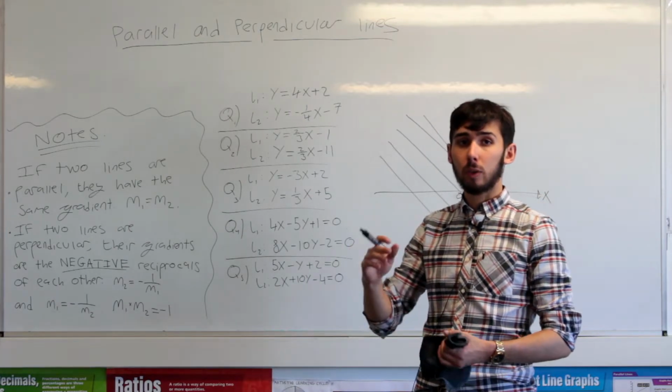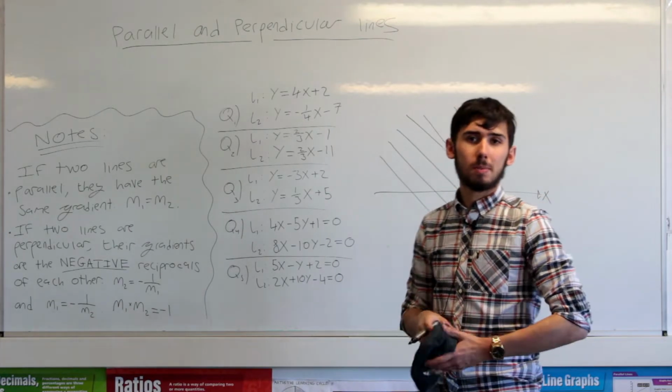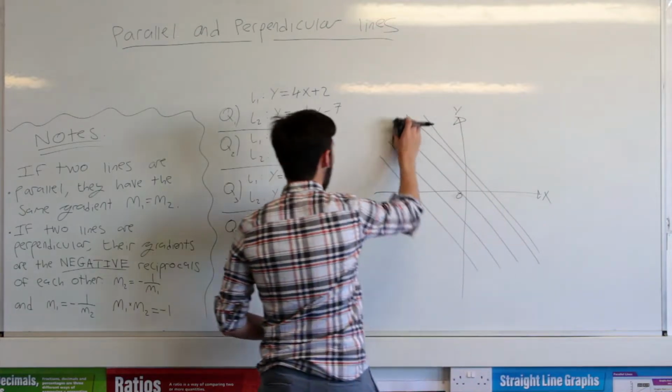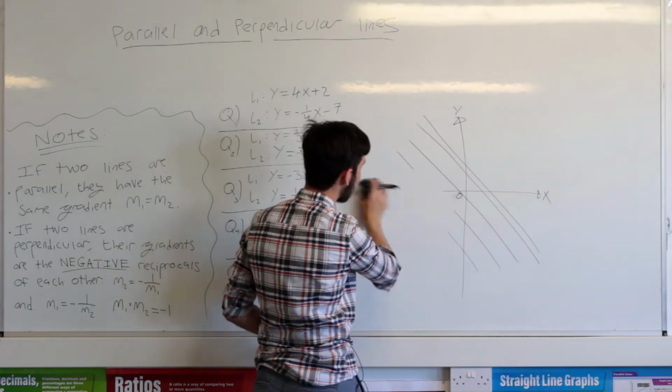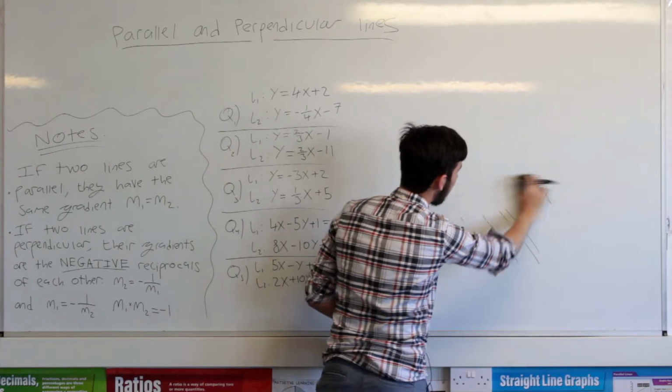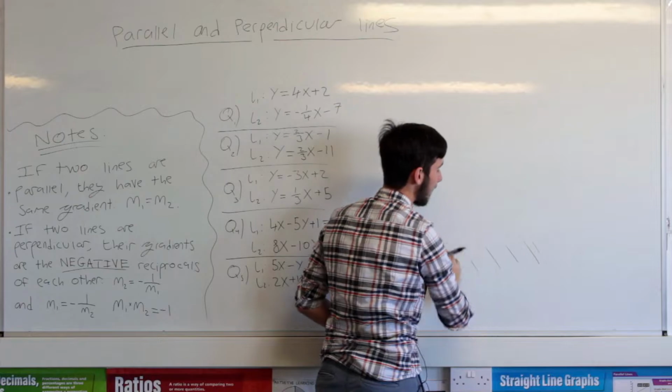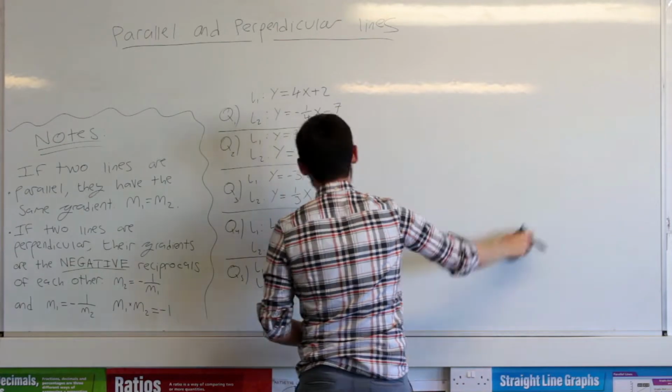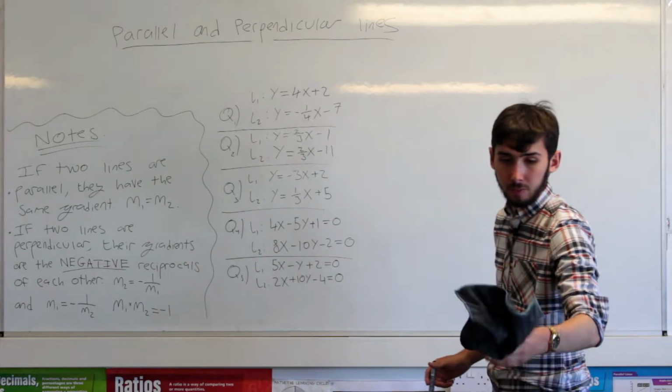One of them is going to be above the other one, but they're both going to be parallel to each other because they have the same gradient. It's the 2 in 2x that gives the steepness of a line, okay? So if you have two lines with the same m value, the same gradient, they are parallel, okay?